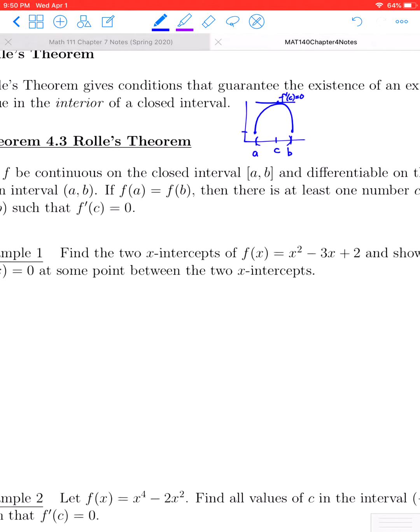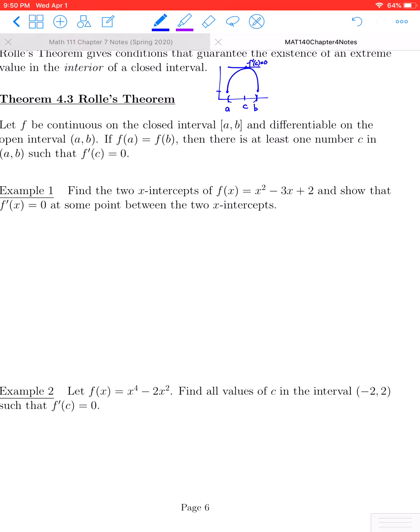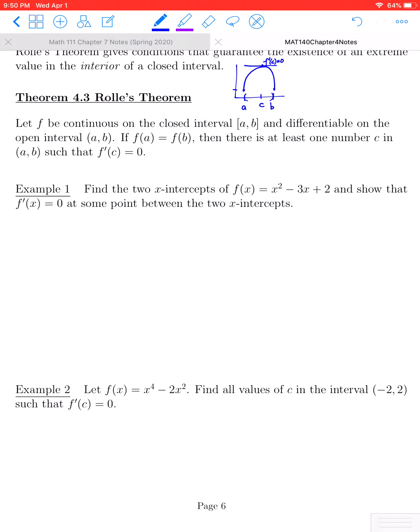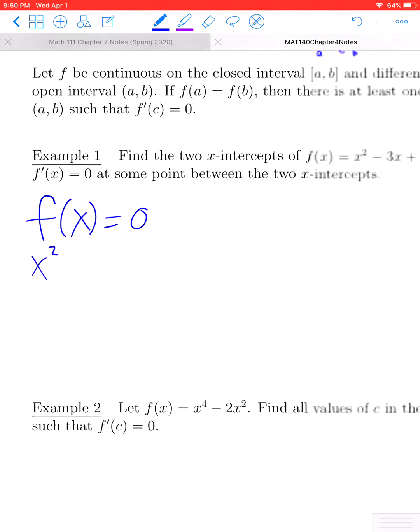Okay. Let's take a look at example 1. They ask us to find two x-intercepts of f of x equals x squared minus 3x plus 2 and show that f prime of x is equal to 0 at some point between those two x-intercepts. So this is one we can actually solve pretty straightforwardly. Thankfully, the x-intercepts, these are the solutions to the equation f of x is equal to 0. This is a nice polynomial equation. We can actually factor it.